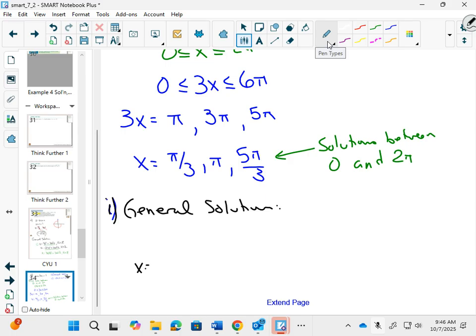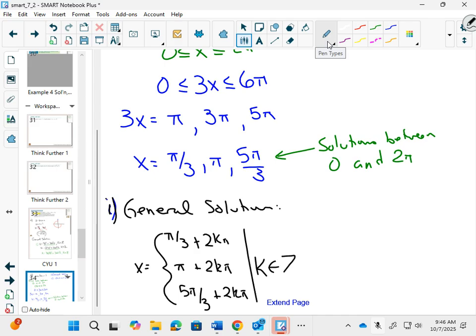Well, my general solution is easy to write. I just take my answers from 0 to 2 pi, add 2k pi to each of them. General solution done. Everything coterminal with those ones will be all of the answers that exist. Part 2 of this question asks for the solutions between negative 2 pi and 0.